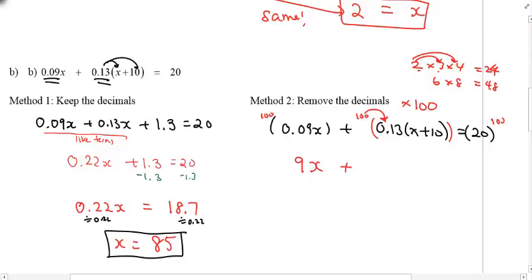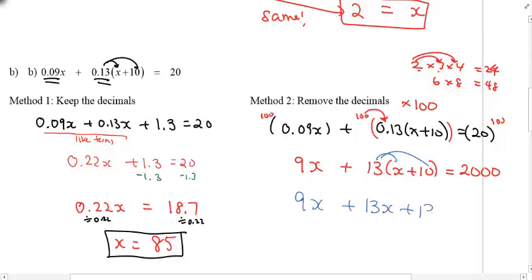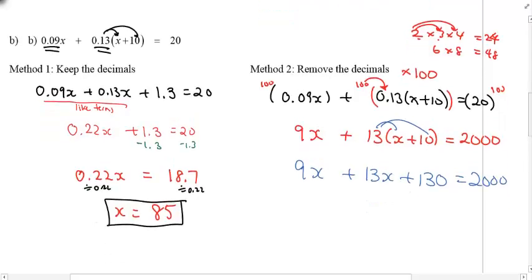So 100 times 0.13 is 13. Leave the bracket alone. Don't multiply that by also 100. 20 times 100, I think, is just 2,000. And there you have it. A nice equation with whole numbers or integers. And now we can just expand and simplify. So there's 9x still. 13 times x is 13x. 13 times 10 is 130, equal to 2,000. 9 plus 13, I think, is just 22.